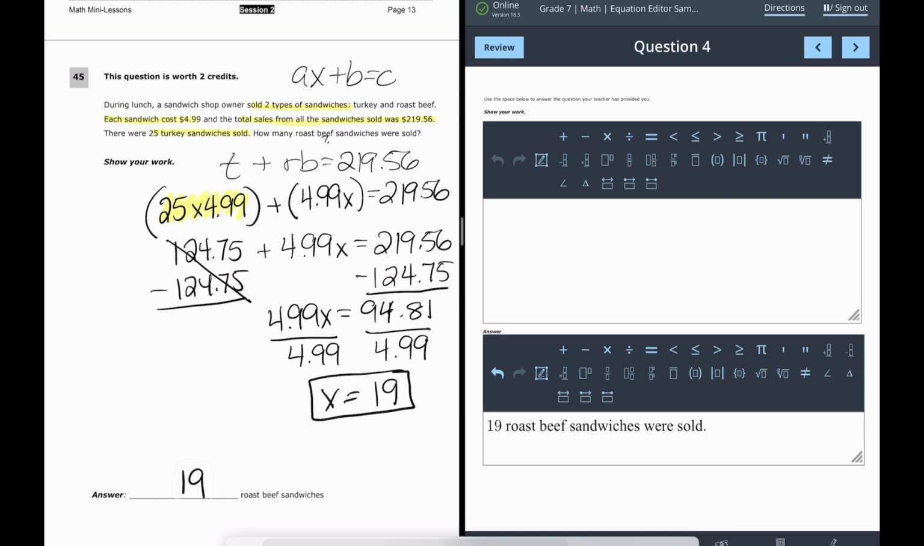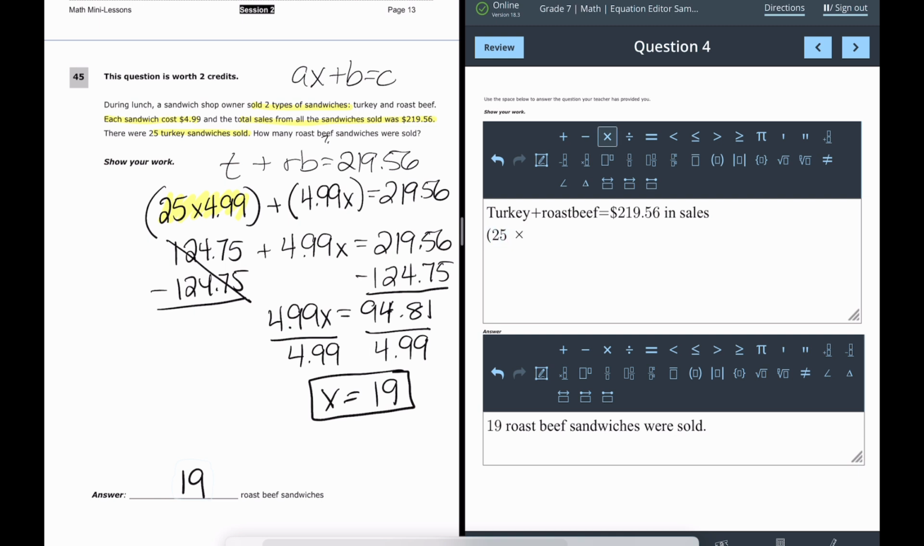19 roast beef sandwiches were sold. All right, so I'm going to start by just putting T plus R, or turkey plus roast beef, equals 219.56 in sales. So I just wrote that in there. And now I'm just going to put in my work.